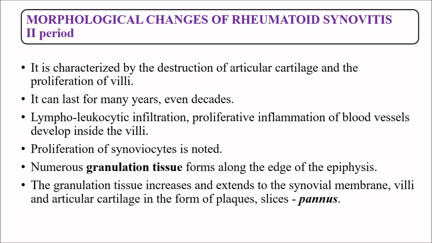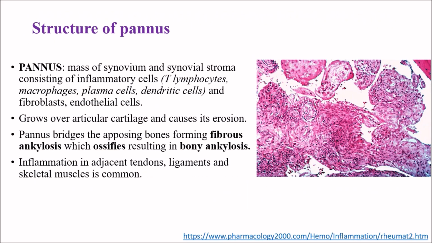The granulation tissue increases and extends to the synovial membrane, the villi and articular cartilage in the form of plaques, slices. We call this pannus. The pannus, the mass of the synovium and the synovial stroma, consists of inflammatory cells. You see here the inflammatory infiltration that may include T lymphocytes, macrophages, plasma cells, dendritic cells, and fibroblasts, as well as endothelial cells. They cross over articular cartilage and cause this erosion.